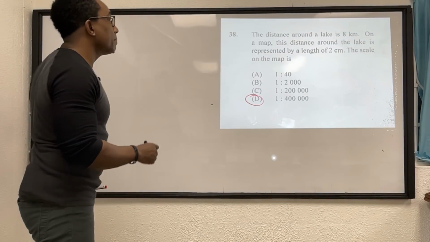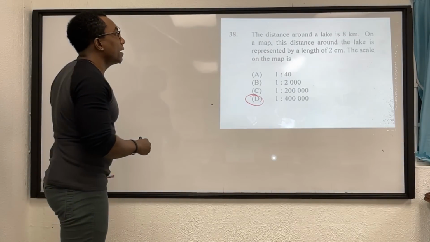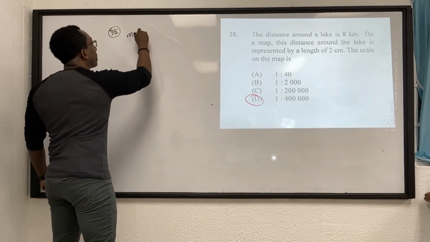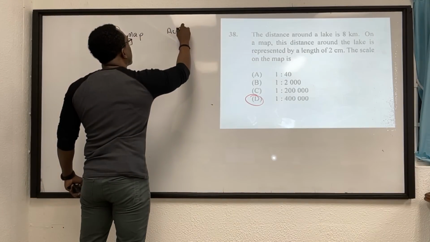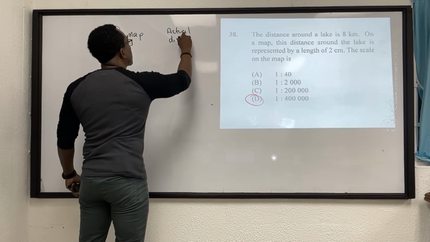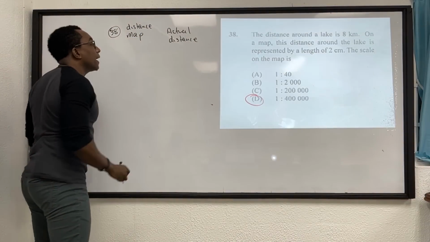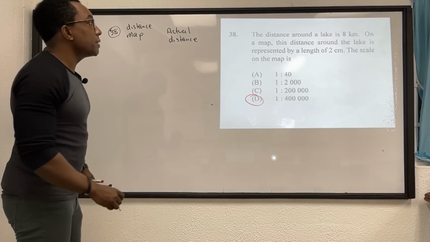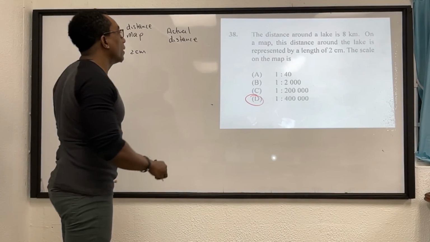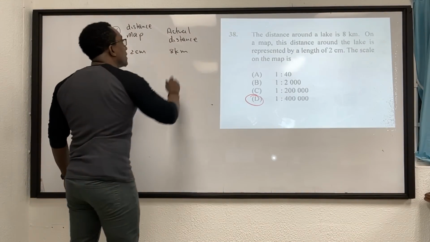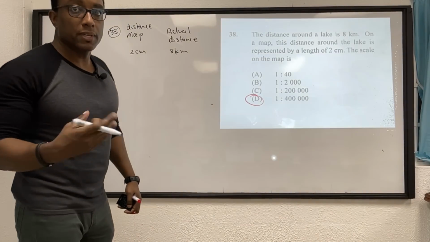The scale on the map is, so for 38, we have our reading on the map, and we have the actual distance. So distance on map, actual distance. So the distance on the map is 2 centimeters, and the actual distance is what? 8 kilometers. So the actual is what occurs in real life. And of course 2 centimeters will be what exists on the map.